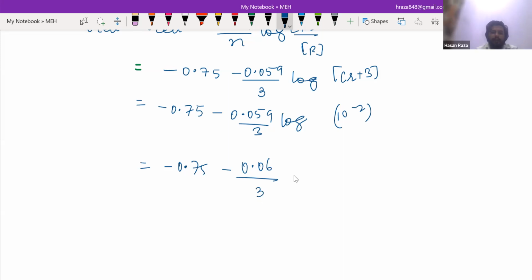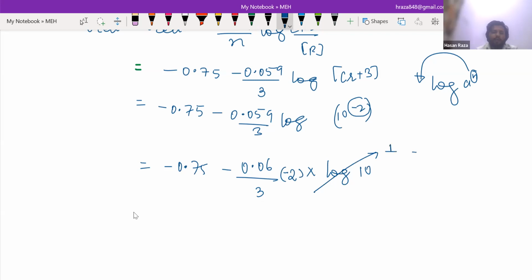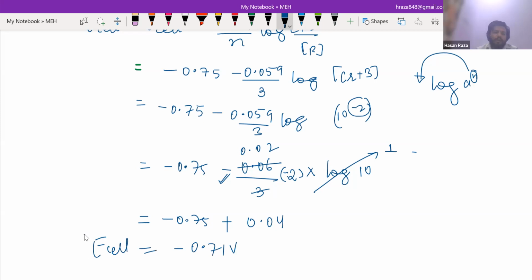Yeah, and 3 is here. And you can see this is your minus 2. So log a raised to the power n will be coming here. So it will be minus 2 into log 10. And I already told you that log 10 has a value 1. So what you need to do, 0.75 minus, you can easily cancel this 0.02 times. And when it is going to multiply minus into minus, it will be plus and 2 to the 4. So it will be 0.04. And if you are going to solve it, you will get 0.71 volt, right? Isn't it easy?